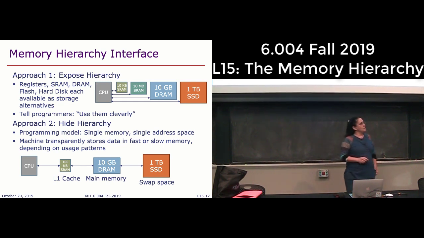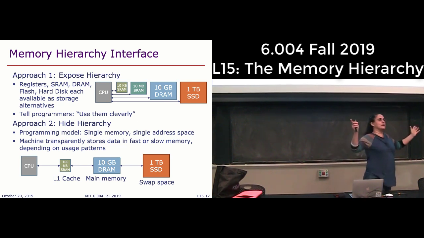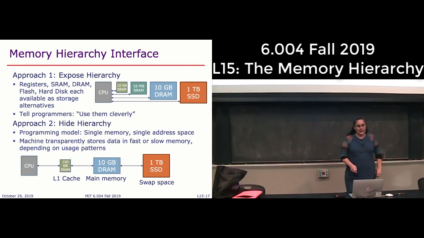So instead, what we'd rather do is the following. We'd like to hide the hierarchy so that as far as the CPU is concerned, it's just talking to this large memory. Okay? But in reality, what's actually happening is that it's first checking this small fast cache for the piece of data that it's looking for. If it's not there, then it's going to go to the next level of memory and look for it there. And if it's not there, again.